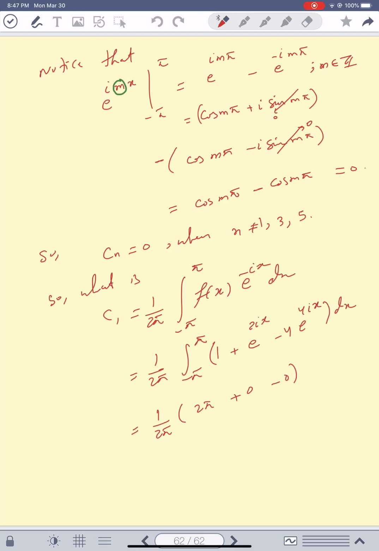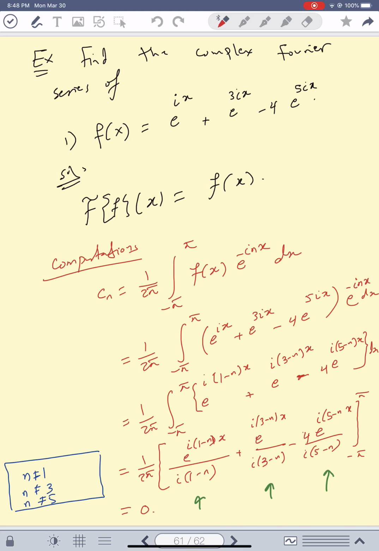Why are these last two terms 0? Because we did the computations here. If you integrate e to the i integer x from negative pi to pi, you will get 0. So in this case it is 0, in this case it is 0. The only exponential that does not give you 0 is e to the 0 ix, which is the constant 1, and in the end you get 1. So now you're saying that c1 is 1. Now what is c3 and what is c5? Remember, these are the only values that we need to compute. If you compute c3, it will be exactly 1.